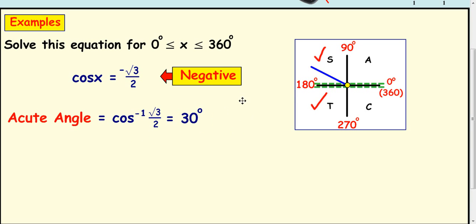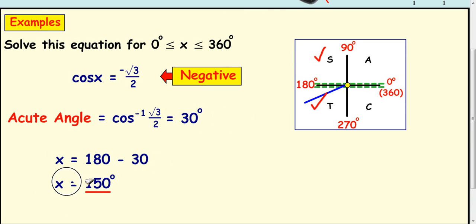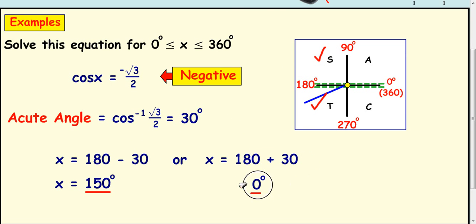So our first answer is in the second quadrant, and our second answer is in the third quadrant. So if we go backwards 30 from 180 you'll get 150, and then forwards 30 from 180 to get 210. So we write that out like this. And those are our two answers.